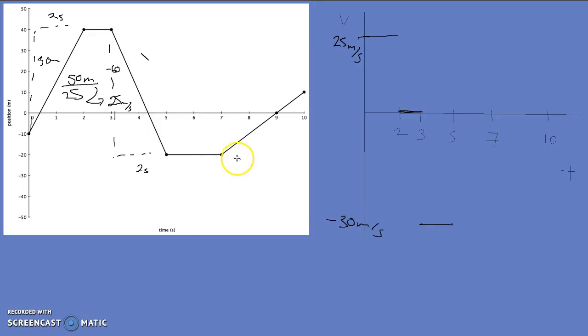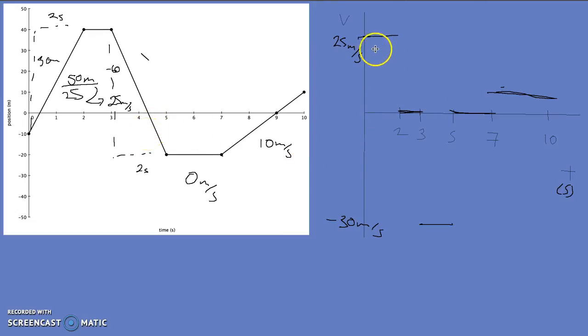Alright, go ahead and find the velocities for the last two segments and enter them in the box on the side. For this segment you should have got 0 meters per second, and for this one going from negative 20 to 10 in 3 seconds should be about 10 meters per second. So we graph those, we go here, and we go about here. Okay, so this is a velocity graph that we have now created using our position graph here to the left.